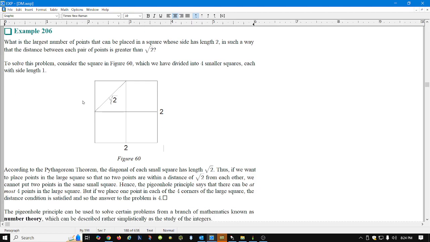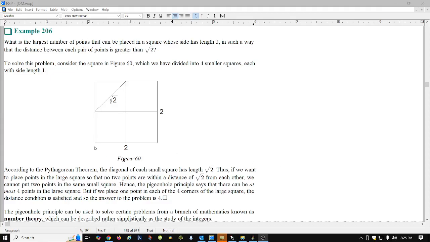So what we know now is that we can place at most 4 points in this large square. But certainly we could put the 4 points at the corners of the large square, and they would be at least 2 units apart. So that would solve the problem. So the answer is 4 points.